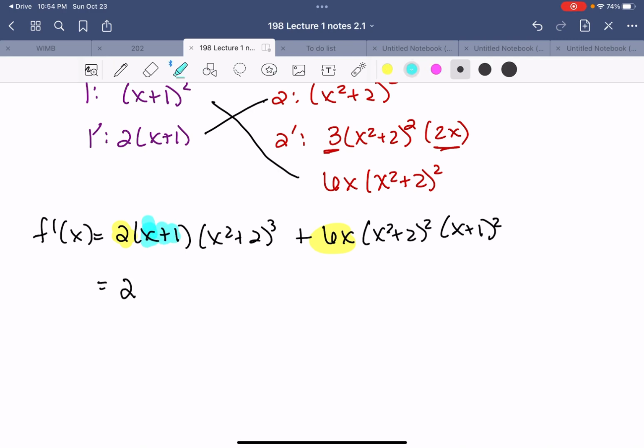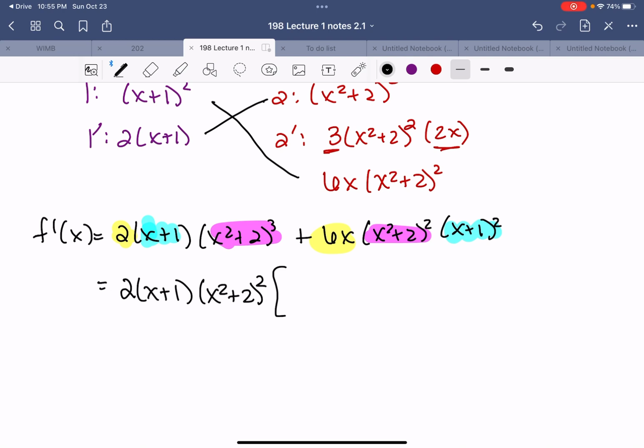Next, I look at the x plus 1, and the first term has 1 x plus 1. The second term has 2 x plus 1s. So they both have at least 1, so I'm going to pull out 1. Then if I look at the last piece there, this first term has 3 x squared plus 2s. The second term has 2 x squared plus 2s. They both have at least 2 x squared plus 2s, so I'm going to pull that out.